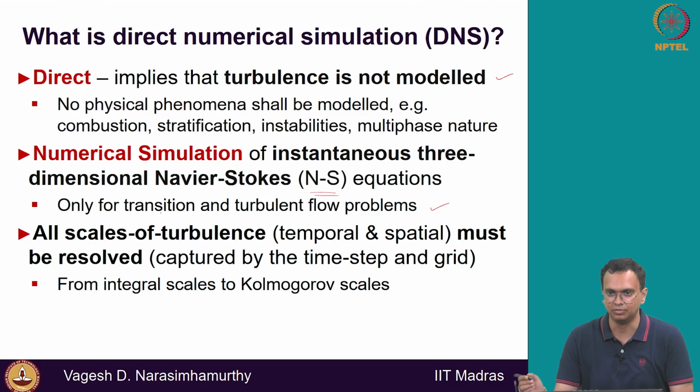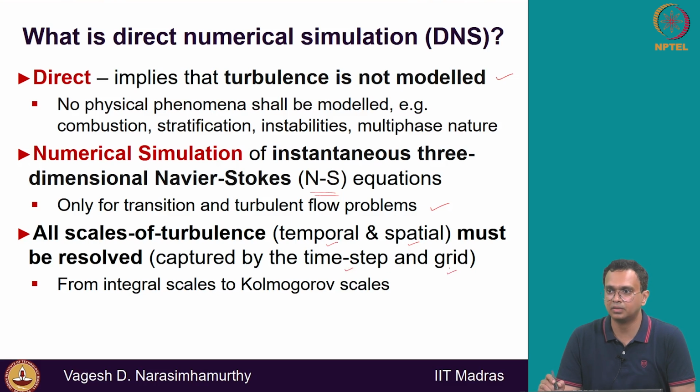I mean, you can call it, but it is recommended that DNS be the terminology used for transitional and turbulent flows, while you are solving the full Navier-Stokes equations. And the third criterion is that all scales of turbulence, temporal and spatial, have to be captured or resolved. That is captured by your time step and grid.